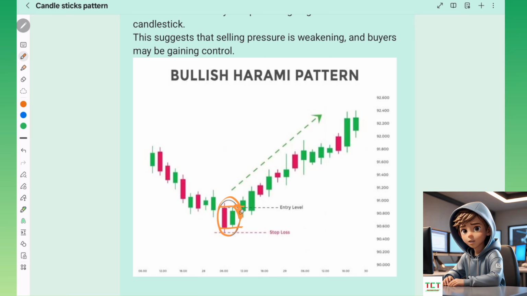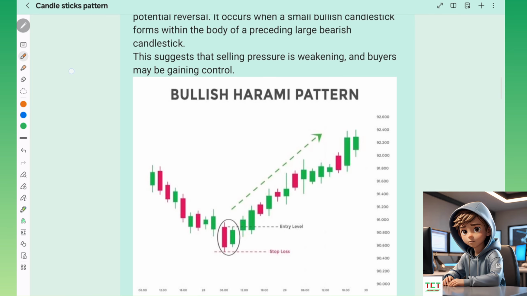Here's how it forms. The market is in a downtrend, and you see a large bearish red candlestick first. This shows strong selling pressure. Everyone is bearish. Then comes the second candle, a small bullish green candlestick that forms completely within the body of that previous large red candle. The entire body of this small green candle is contained within the red candle's body. It looks like the big red candle is pregnant with the small green candle inside it.